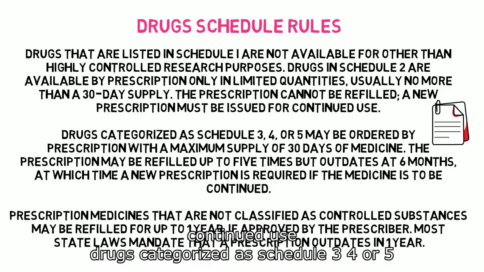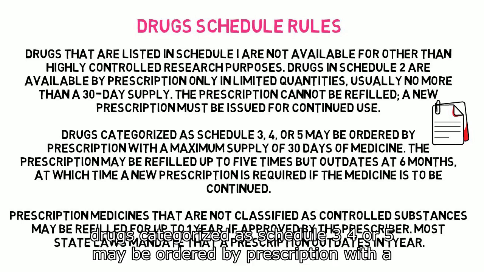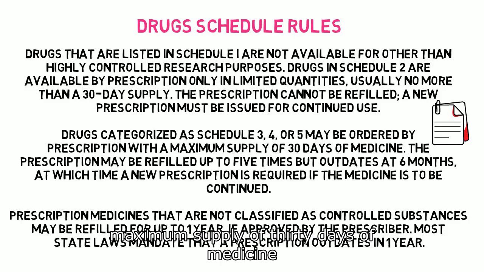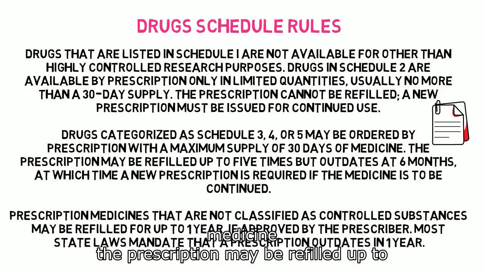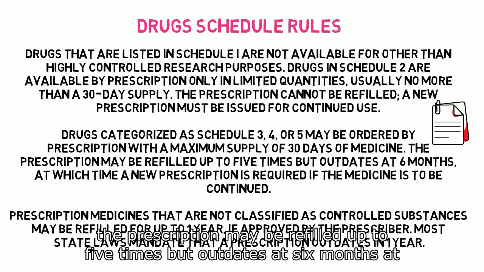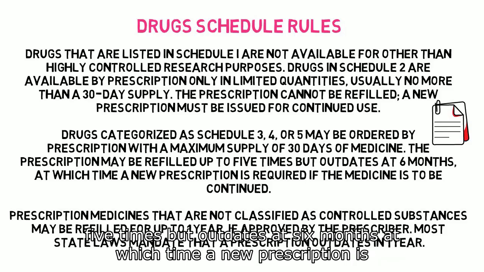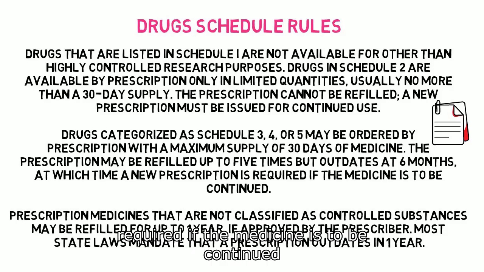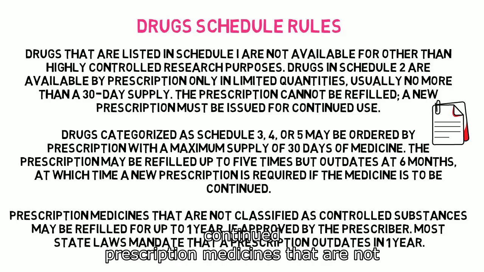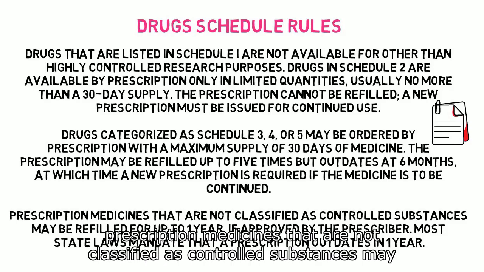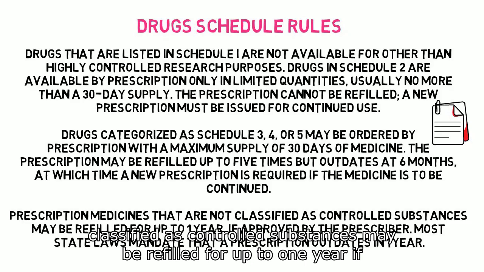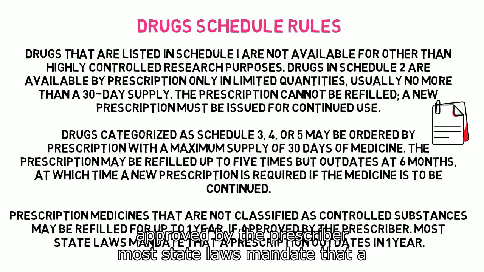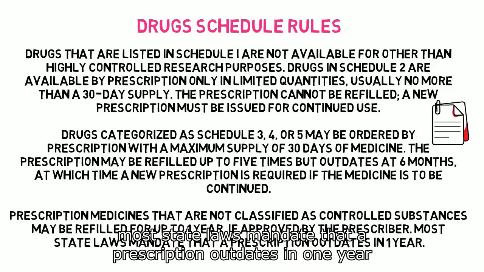Drugs categorized as Schedule 3, 4, or 5 may be ordered by prescription with a maximum supply of 30 days of medicine. The prescription may be refilled up to 5 times, but outdates at 6 months, at which time a new prescription is required if the medicine is to be continued. Prescription medicines that are not classified as controlled substances may be refilled for up to 1 year, if approved by the prescriber. Most state laws mandate that a prescription outdates in 1 year.